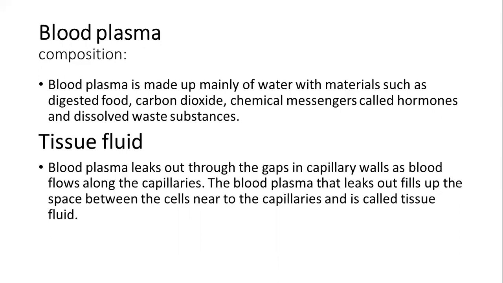Next, we have to discuss tissue fluid. Now, oxygenated blood flows through capillary walls. The walls of capillary are very thin, and capillaries are one cell thick and they have gaps in their walls. So when blood is flowing through the capillaries, the pale yellow liquid, which is the blood plasma, leaks out through the gaps in the capillary wall, and it fills the space between the cells near the capillaries, and this plasma, which fills the space between the cells and the capillaries, is said to be tissue fluid.